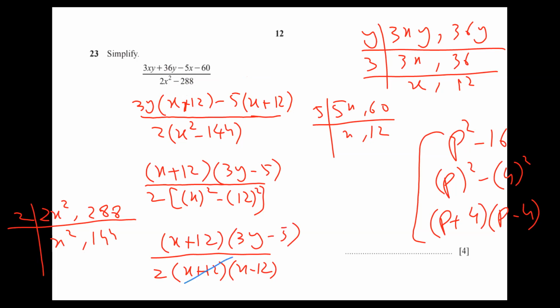This one is very clear. And the final answer is writing here: 3y minus 5 divided by 2 times 2x minus 12. Alhamdulillah Rabbil Alameen, the paper is completely over.